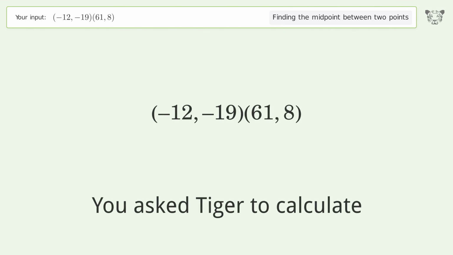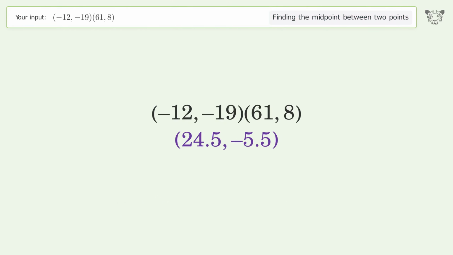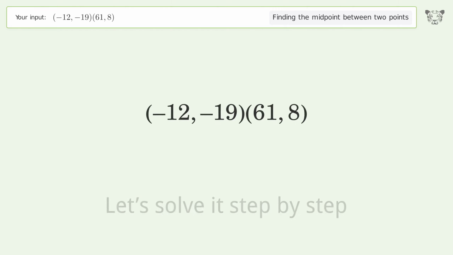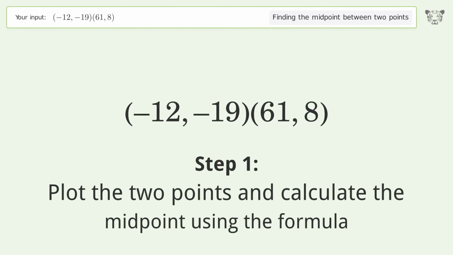You ask Tiger to calculate. This deals with finding the midpoint between 2 points. The midpoint between the 2 points is 24.5, -5.5. Let's solve it step by step. Plot the 2 points and calculate the midpoint using the formula.